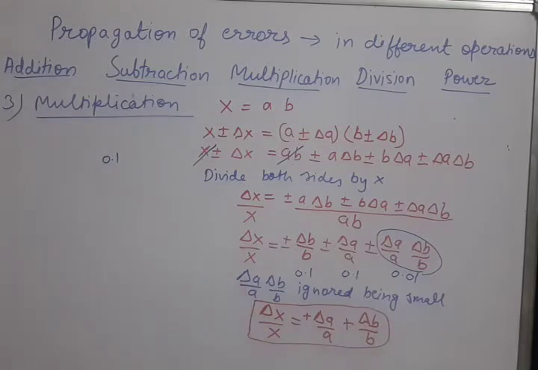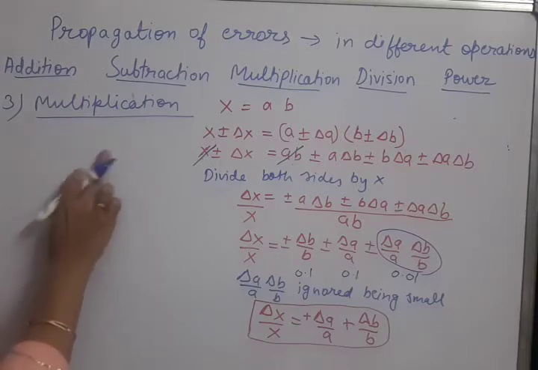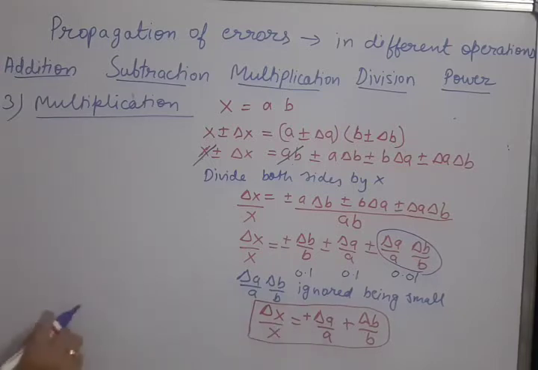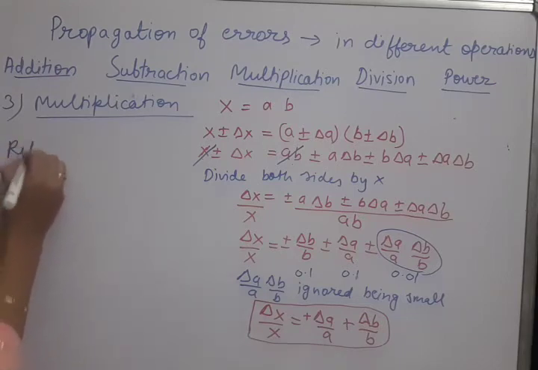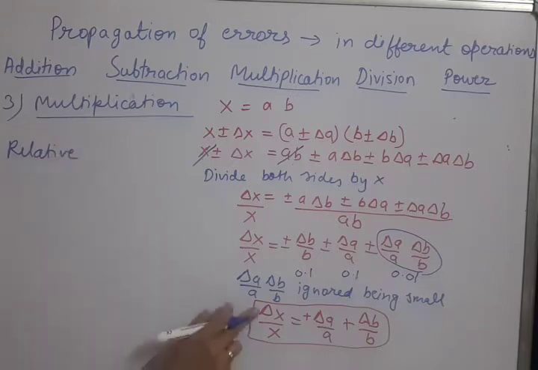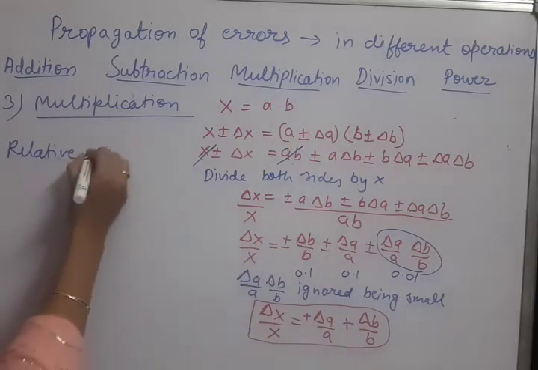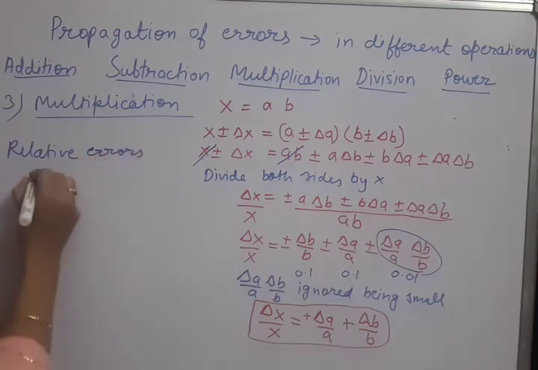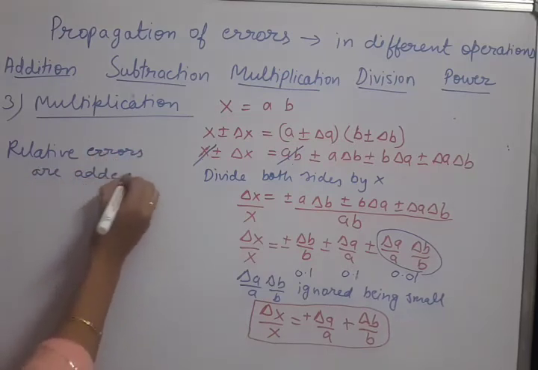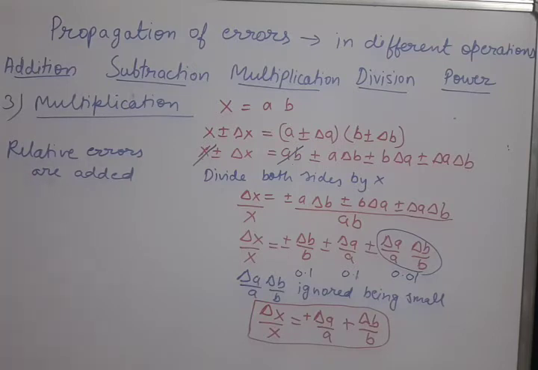That means what is the conclusion for multiplication? In multiplication, we cannot add absolute errors. We have to add relative error. You know this delta x by x is what? This delta x by x is the relative error. So this is relative error in x, this is relative error in a, this is relative error in b. So here relative errors are added. This is the conclusion. Okay.